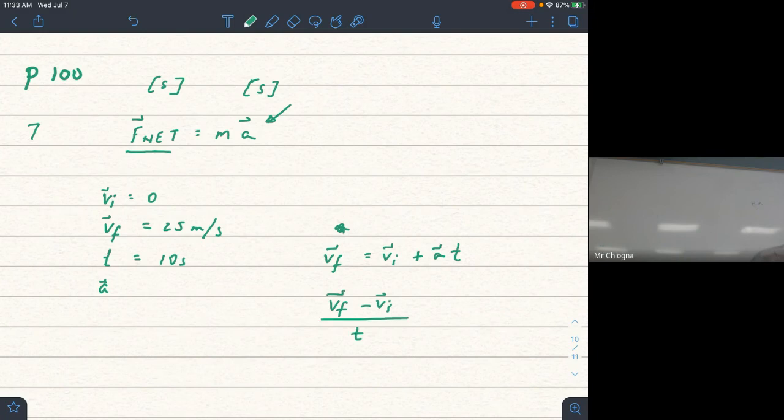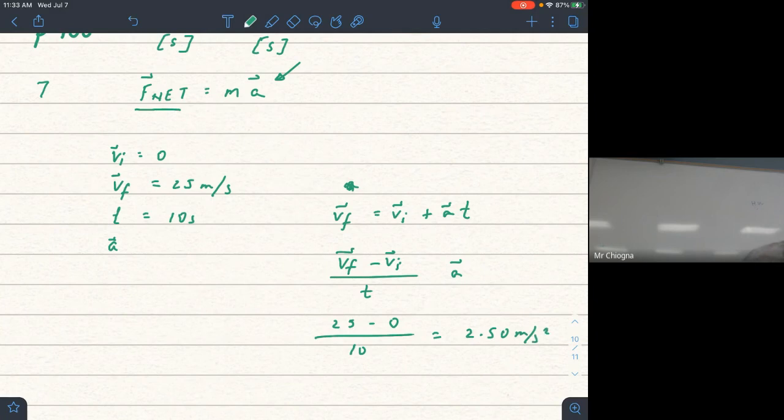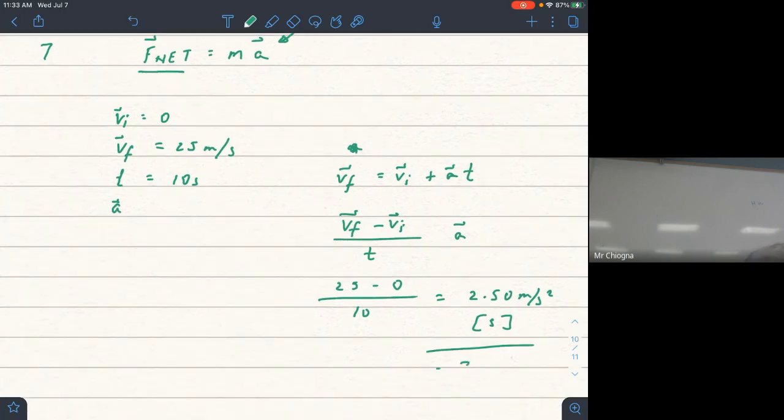I'm solving for acceleration. So vf is 25. Yes, you can put negative. That'll give you a southerly direction as expected. I already know that though. I anticipated that. Whatever you prefer. So that works out to be 2.5 meters per second squared. You're moving in the southerly direction. This is going to be south. Or you can put negative 2.5.